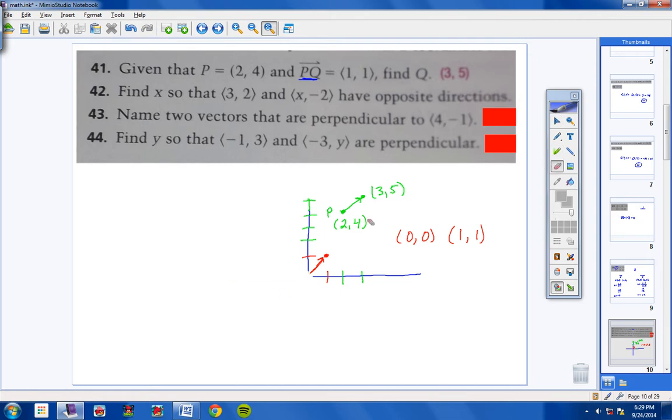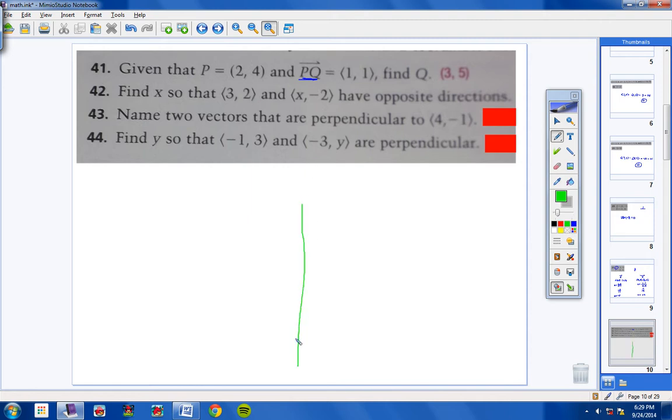number 42. Find x so that these two have opposite directions. Now think this through, guys. It's not too hard to figure this out. Watch. One vector that's written as an ordered pair has a terminal point at 3, 2. So I'm going to go over 3 and up 2. There's the one vector right here. Got it? Okay. Now, the other vector we know for sure is down 2.